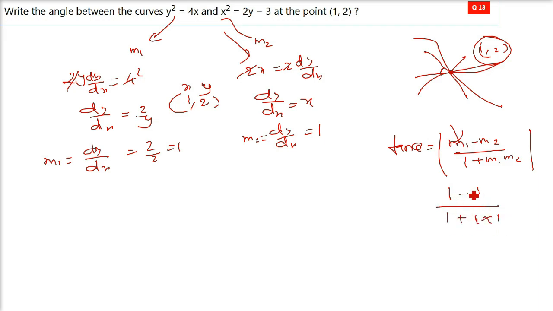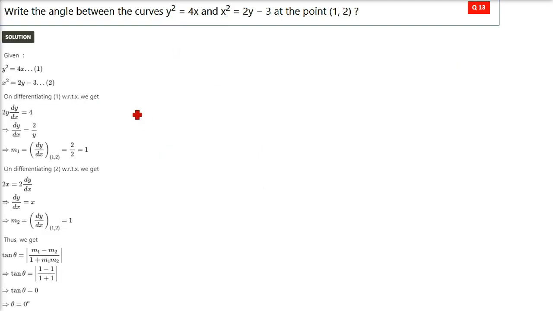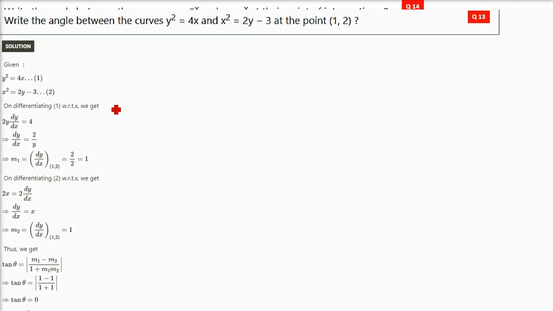It doesn't matter because the numerator is going to be 0 anyways. So tan theta is 0. But at what angle theta, the tan theta is 0? It's 0. Tan 0 is 0. Sin 0 is 0. Cos 0 is 1. So theta is 0 is the answer. So this is the reference solution for you if you want to do it. And please remember, tan theta will always be under the absolute sign.